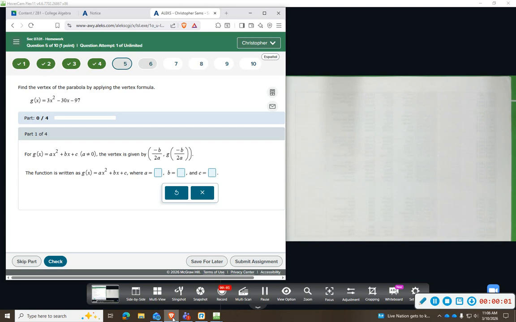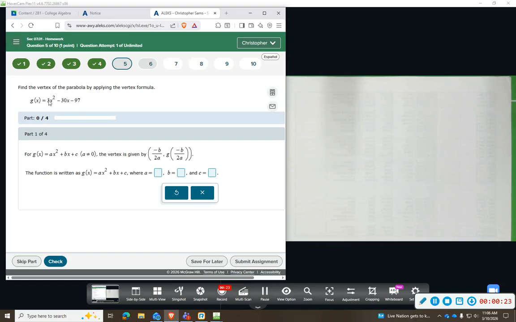All right, number 5, we want to find the vertex of the parabola by using the vertex formula. So instead of converting to completing the square, which is quite a process, we can also find the vertex from the standard form, and we need to be able to identify A, B, and C.